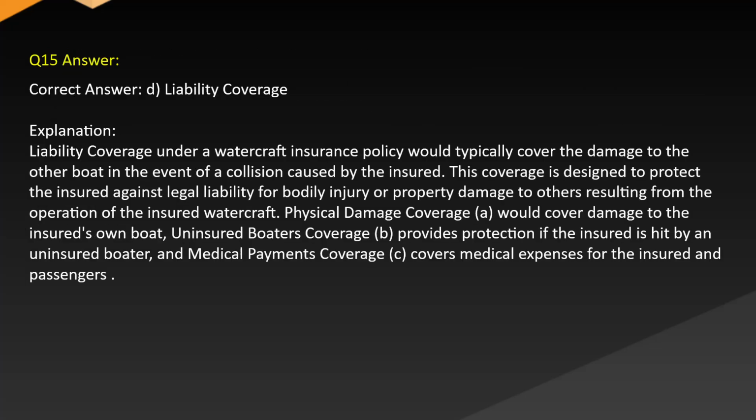Correct answer: D. Liability coverage. Explanation: liability coverage under a watercraft insurance policy would typically cover the damage to the other boat in the event of a collision caused by the insured. This coverage is designed to protect the insured against legal liability for bodily injury or property damage to others resulting from the operation of the insured watercraft. Physical damage coverage, A, would cover damage to the insured's own boat. Uninsured boaters coverage, B, provides protection if the insured is hit by an uninsured boater. And medical payments coverage, C, covers medical expenses for the insured and passengers.